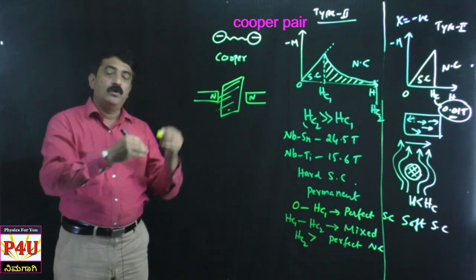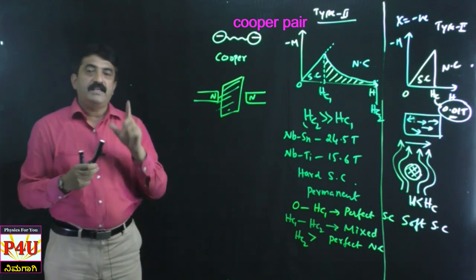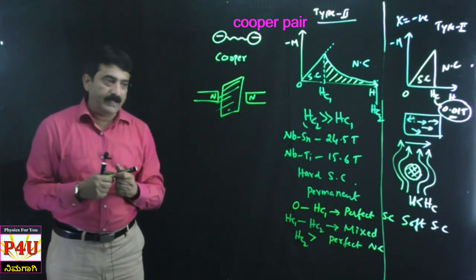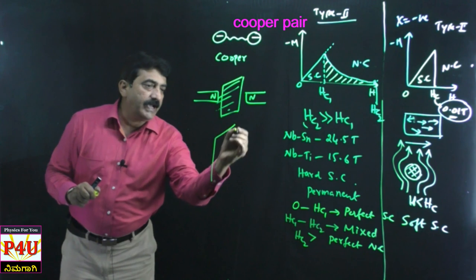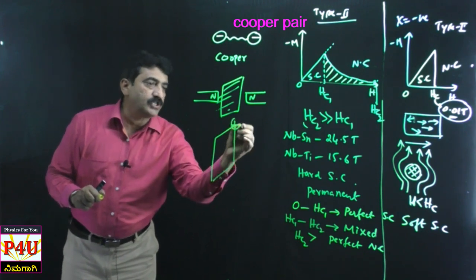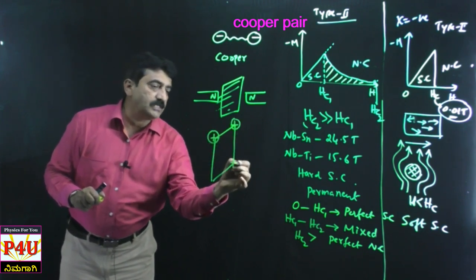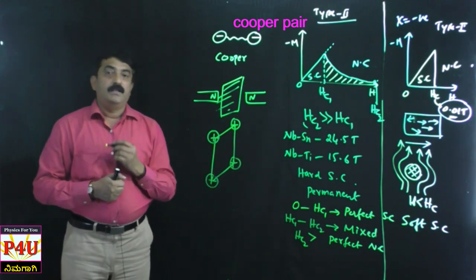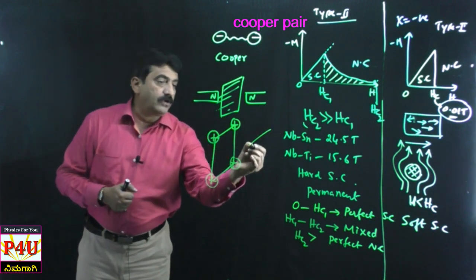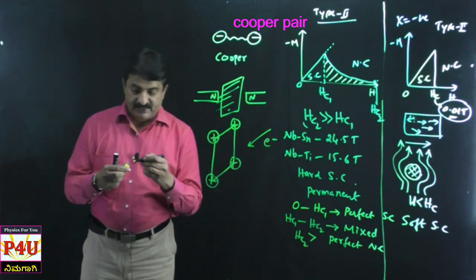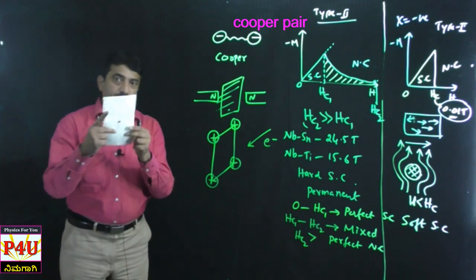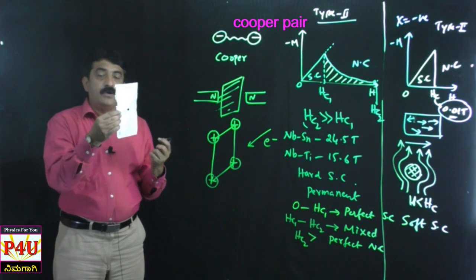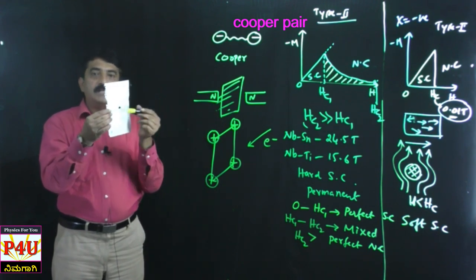Okay, now coming to electron. Already in one of my videos I mentioned, in the material we have what is called lattice plane. In the lattice plane we have positive charge. Let us say positive charges are sitting at the corners of the lattice plane. Now assume that one electron is moving towards the lattice plane.